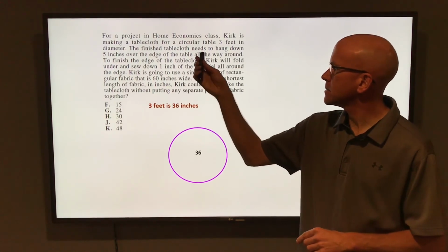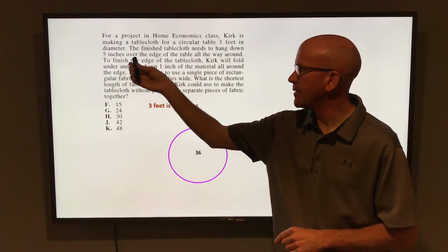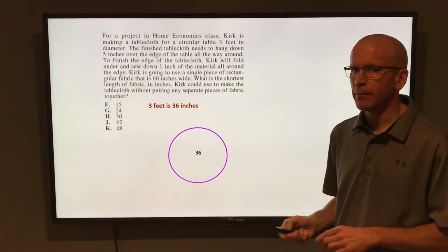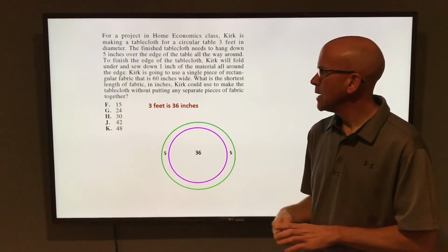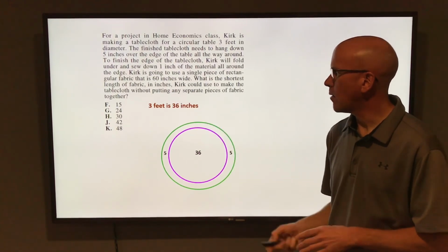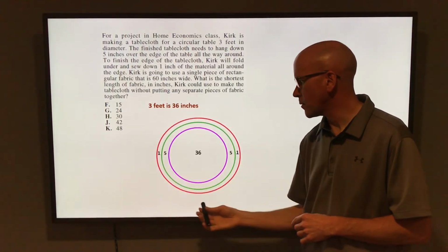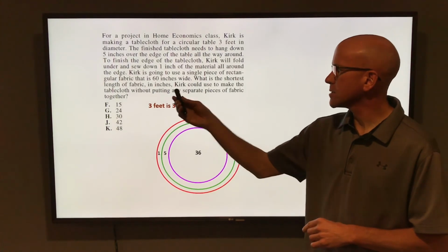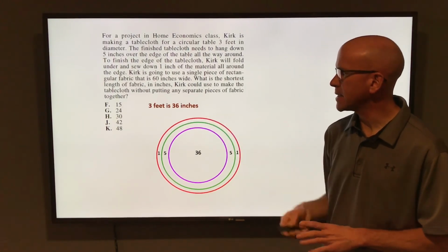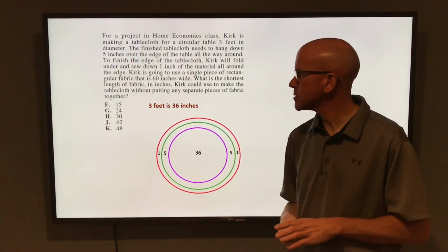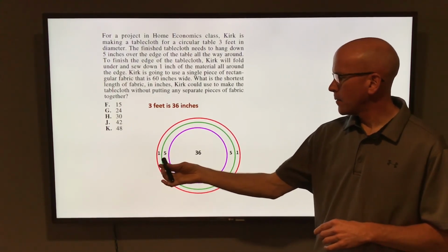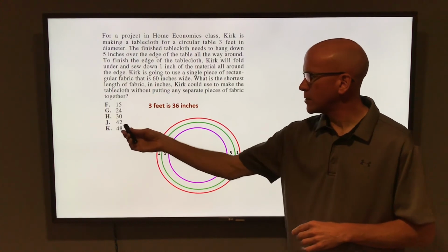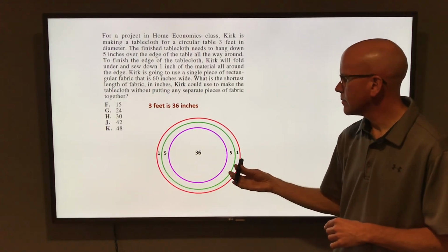Then it says the tablecloth needs to hang down 5 inches over the edge. That's all the way around, not just on one part of it. So 5 inches all the way around, and then sewn down 1 inch all the way around. So you're sewing down 1 inch all the way around. What is the shortest length of fabric in inches Kirk could use to make the tablecloth without sewing or putting any separate pieces together? Now, a lot of people want to say the answer to this is 42, but they're not looking at the whole tablecloth.